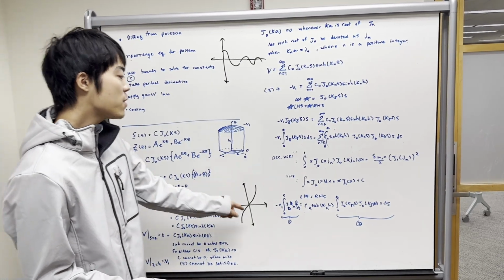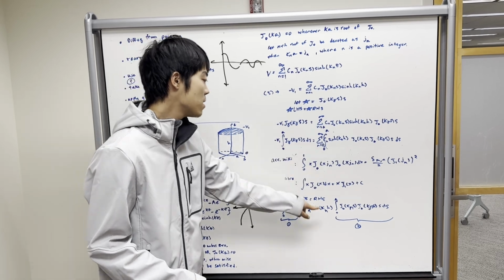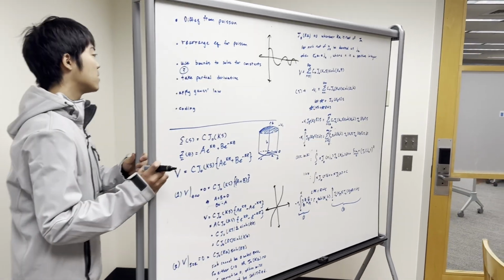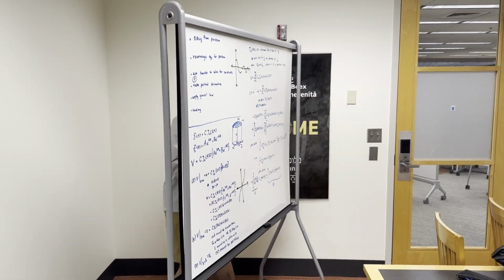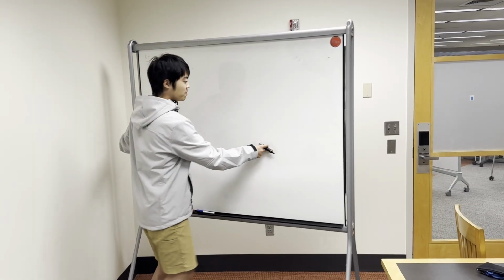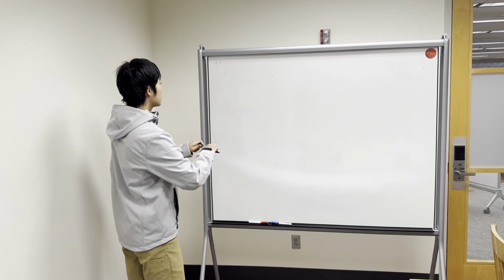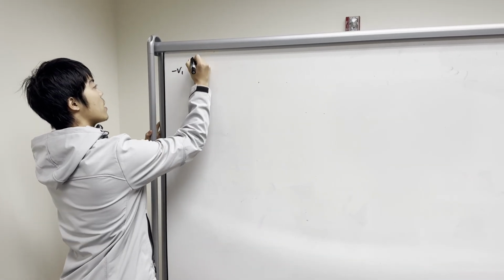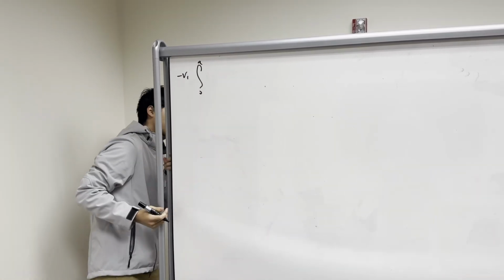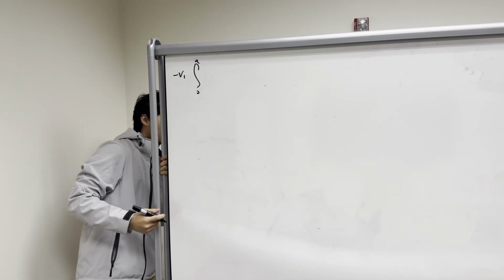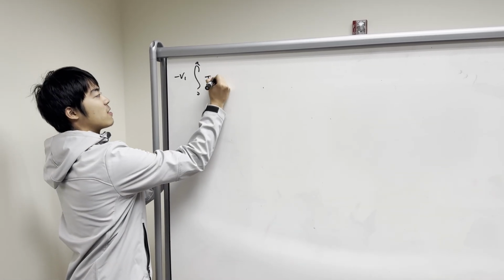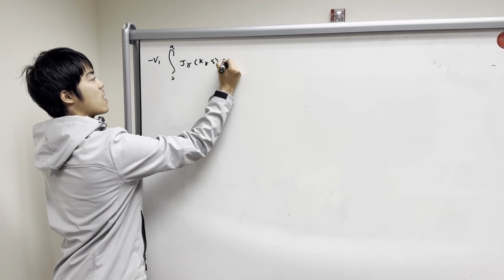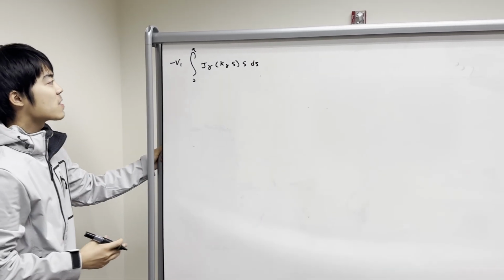Okay, so now we have two different integrals to solve, right? We have one where we're integrating this, we have two where we're integrating this. So let me pull up the back side of the board over here. Okay, so now we're doing negative v1 times the integral from 0 to a of J gamma k gamma s ds. All right, so how do we approach this?